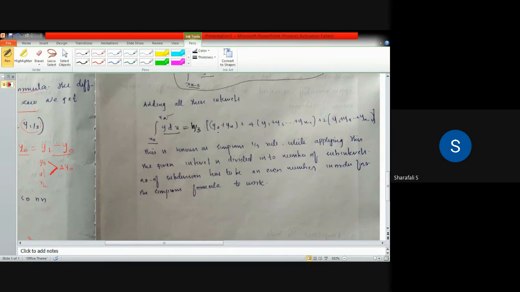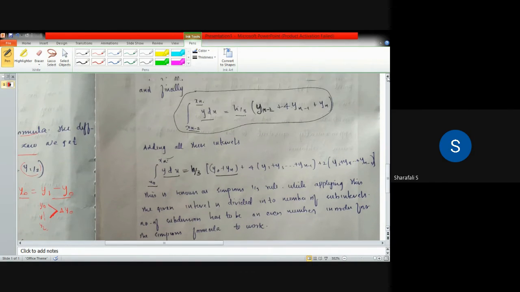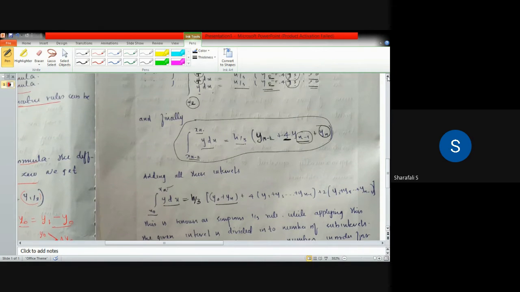times y0 plus yn, because y0 and yn will come only once. You can see we are having only one yn here. Similarly, we'll be having only one y0 in the first equation. For all other terms, you can see this is 4 times yn minus 1. What is this n minus 1? All these n minus 1 terms will be odd terms. You can observe that in the previous equations also.